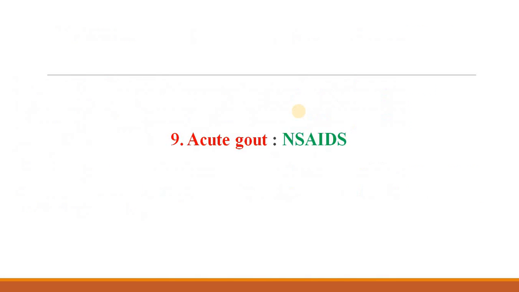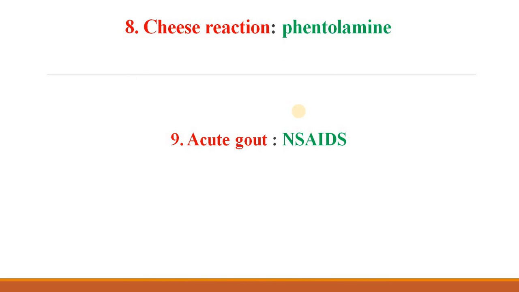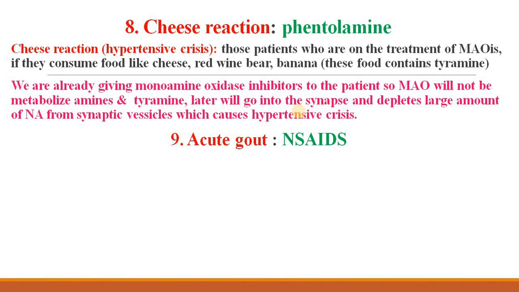Next one is cheese reaction. What is the drug of choice in the cheese reaction? It is phentolamine. You must know what the cheese reaction is. The cheese reaction is also known as a hypertensive crisis. It occurs in patients who are on treatment with MAO inhibitors, that is, monoamine oxidase inhibitor drugs, and take foods like cheese, red wine, beer, banana or any milk product. Such foods contain an amine known as tyramine.